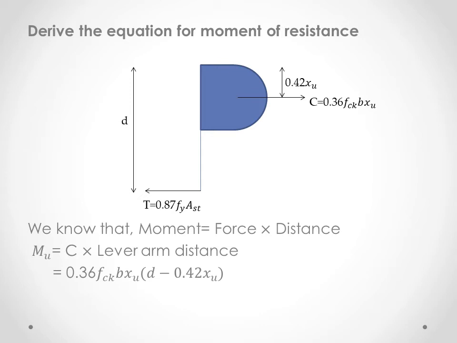So Mu is equal to, we'll substitute C's formula, that is 0.36 FCK into B into XU, and the lever arm distance to be D minus 0.42 XU. So we get the formula Mu is equal to 0.36 FCK B XU into D minus 0.42 XU.